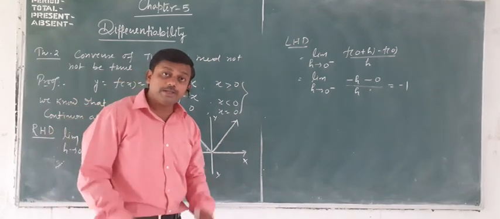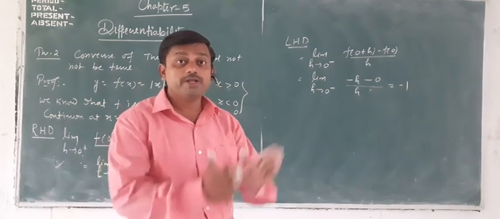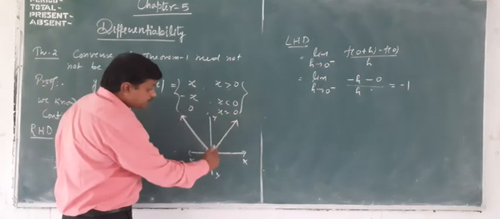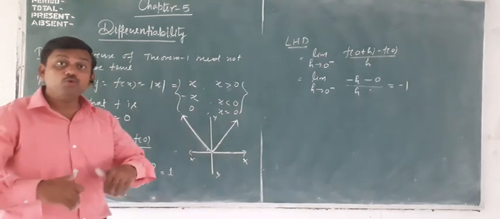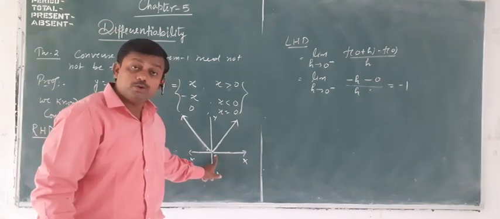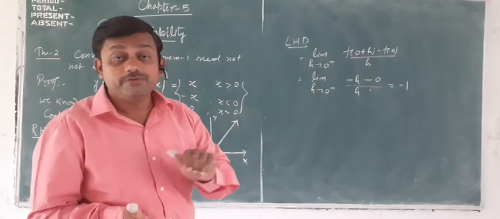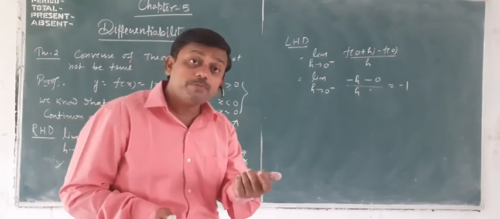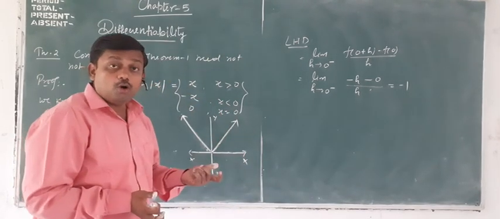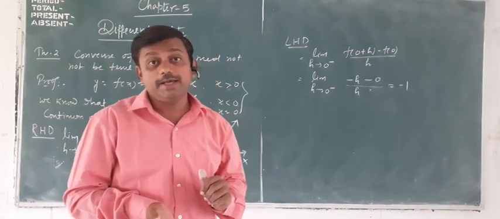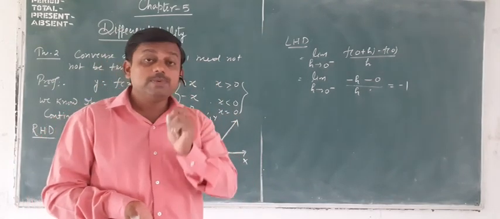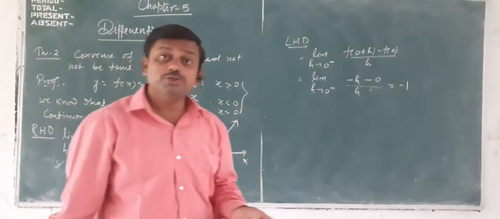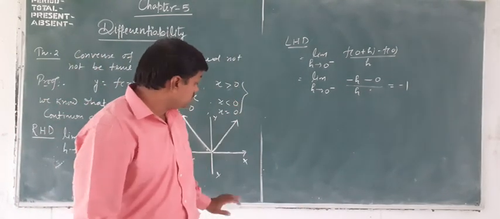What is the meaning of derivative? The meaning of derivative is the slope of the tangent. The first slope, 1, means 45 degrees. Minus 1 means 135 degrees. So there are two tangents at x equal to 0, due to which the function is not differentiable. Why? Because at that point we are getting two tangents, whereas I told you derivative means slope of tangent. Here we get two slopes of tangent. And a function is differentiable at a point only when it can draw just one tangent at that point. Here two tangents are drawn. It means at x equal to 0 the function is not differentiable.